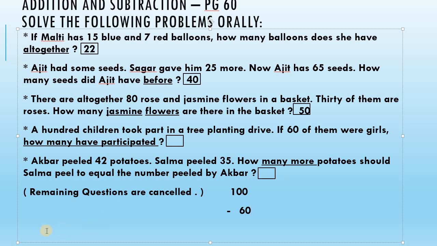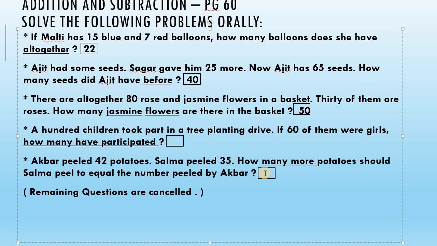Okay, boys. You can write here: Akbar peeled 42 potatoes, Salma peeled 35. How many more potatoes should Salma peel to equal the number peeled by Akbar? So you have to minus 35 from 42. Now you cannot minus 5 from 2. So you have to cut the 2, make it into 12 and cut the 4, make it into 3. 12 minus 5, you have to write the answer in the units place, and 3 minus 3, you have to write the answer in the tens place.